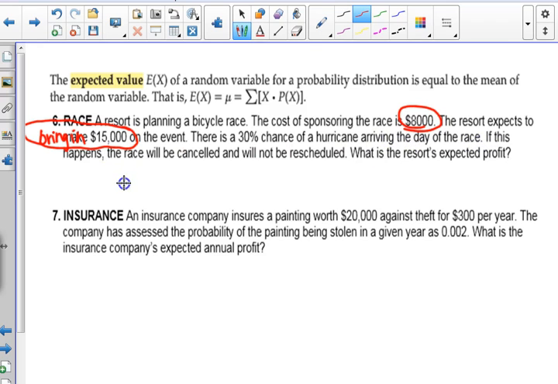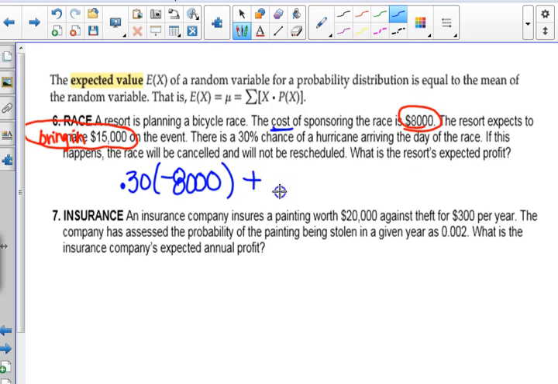You love bike races, and you're trying to convince your boss, who owns the resort, that he should go ahead and do this. So you say the probability of the hurricane is 30%. If there's a hurricane, the race will be canceled and not rescheduled. So he'll end up losing how much? Negative 8,000, right? The cost is $8,000, so he'll be $8,000 in the hole.